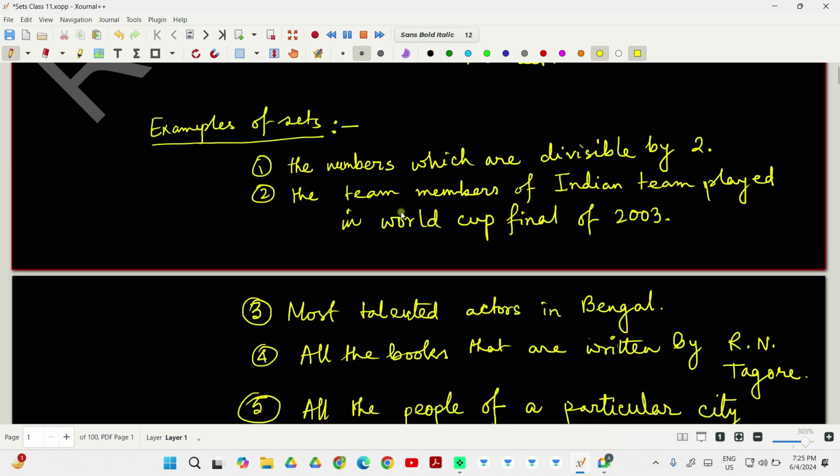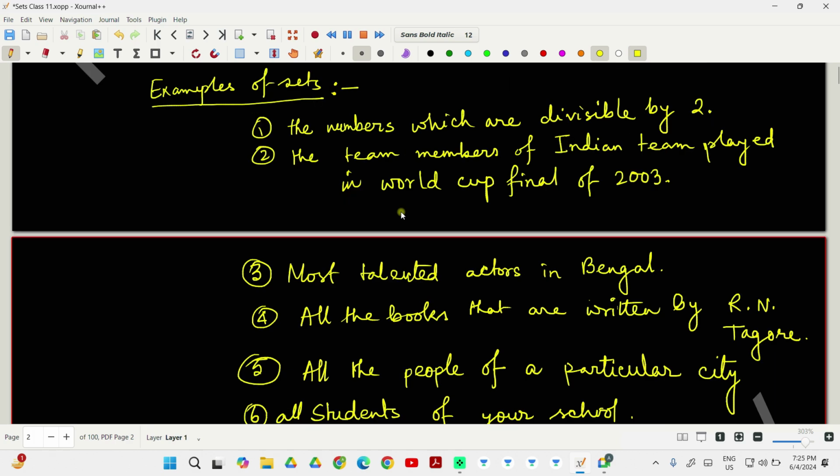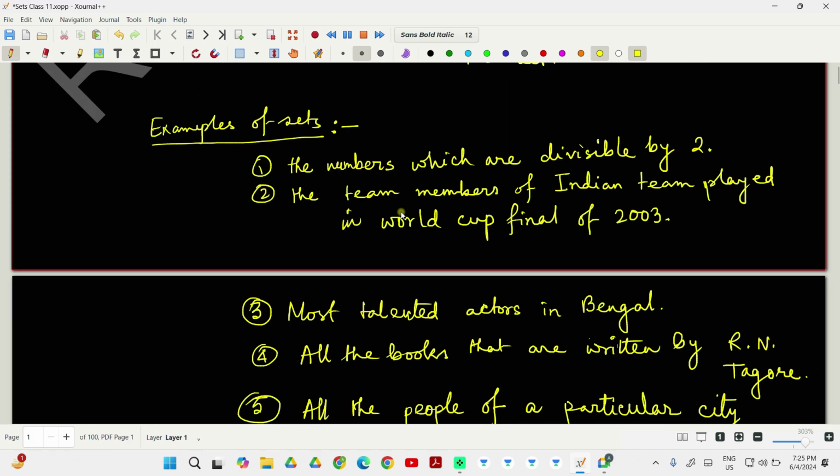Tell me which of these examples are sets and which are not, and give reasons. Is number 1, the numbers which are divisible by 2, a set? Does this collection make a set or not? It is not a well defined collection. Why is this not a well defined collection?